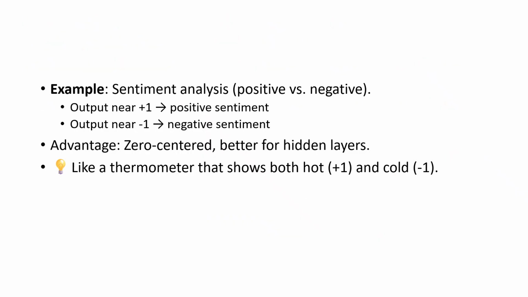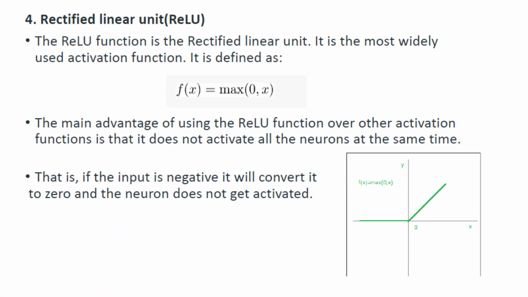Again, the example is sentiment analysis, where you are going to classify as positive or negative. Output near +1 indicates positive, and output near -1 indicates negative.